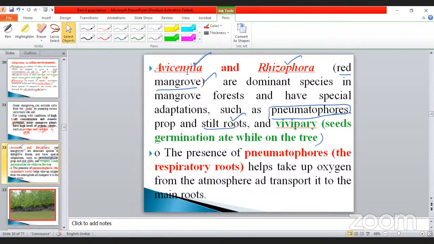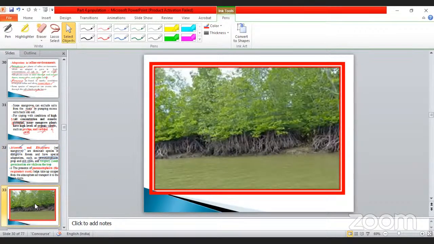Avicennia, already on our board. What is the main function of Avicennia? Sorry, it is vivipary: the young one grows on the plant itself. Fruits also grow, and the young plants produce, the seed also grows on the parental plant itself. That is very, very important. Rhizophora: the specialized structure is called pneumatophore. This pneumatophore is used for gaseous exchange, otherwise called the respiratory process, also osmoregulation. Okay, my dear, so these are the plants we already discussed.